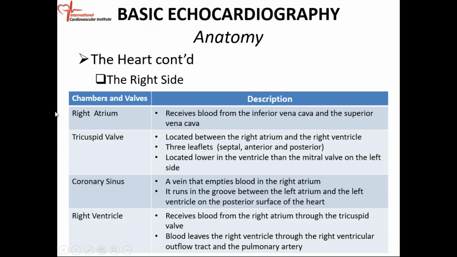So again, what I've been saying all along is that the right atrium receives blood from the inferior vena cava and superior vena cava. The tricuspid valve, which is located between the right atrium and the right ventricle, has three leaflets. There is a septal, an anterior, and a posterior leaflet.